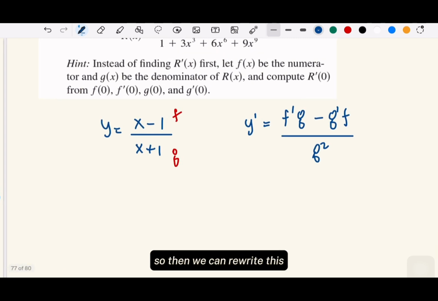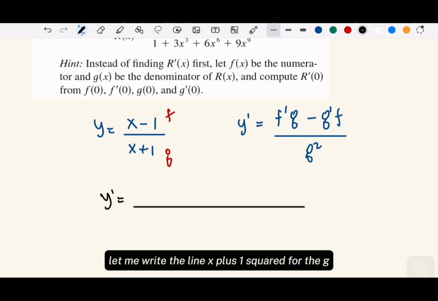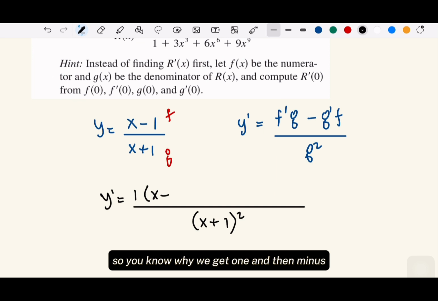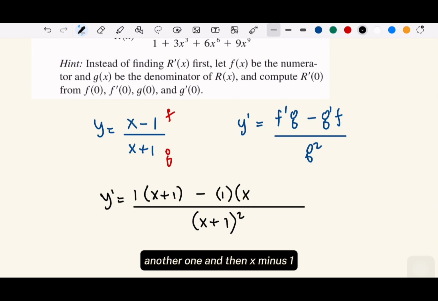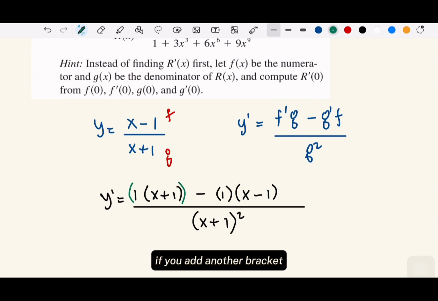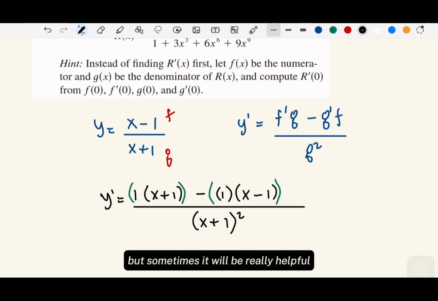So then we can rewrite this. So y prime becomes, let me write the line, x plus 1 squared for the g, and then f prime is 1, and then g is x plus 1. Or maybe let me write it with 1, so you know why we get 1. And then minus another 1, and then x minus 1. Maybe to avoid sign errors, add another bracket, just to make sure. It has a lot of brackets, but sometimes it will be really helpful.